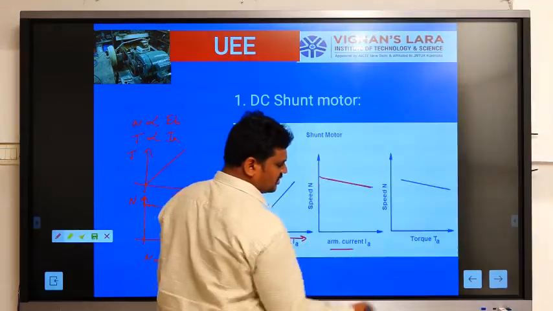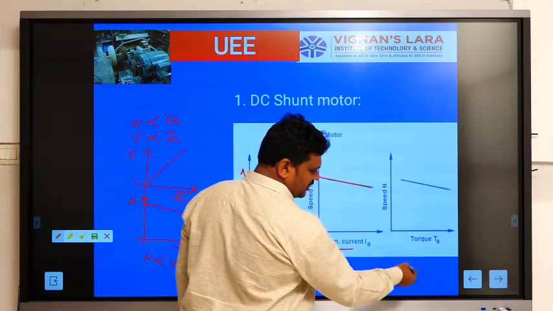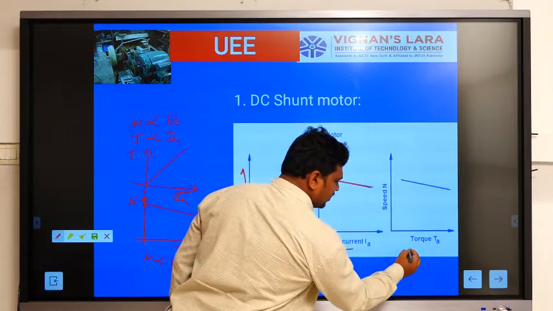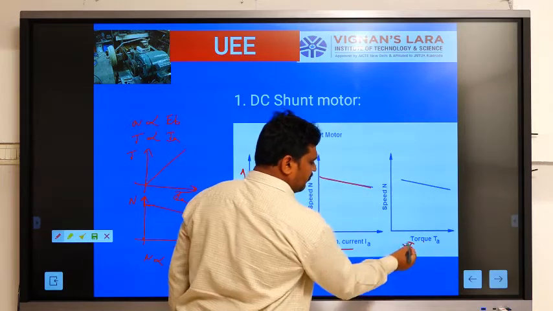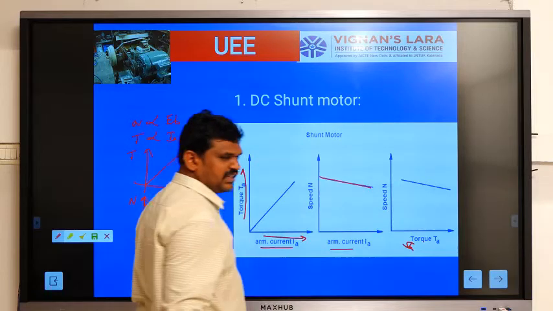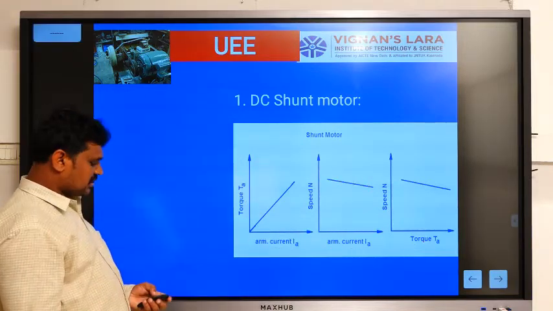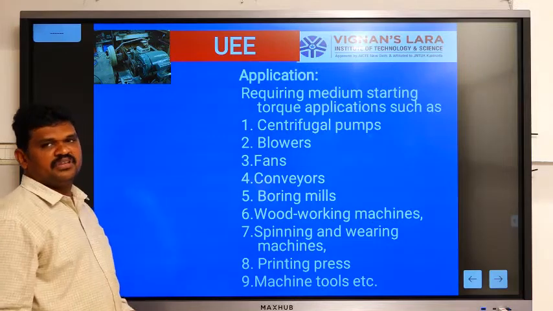The third characteristic is torque versus speed. If torque increases, the IA also increases. When IA increases, the speed will decrease. So it is the characteristic of the shunt machine.